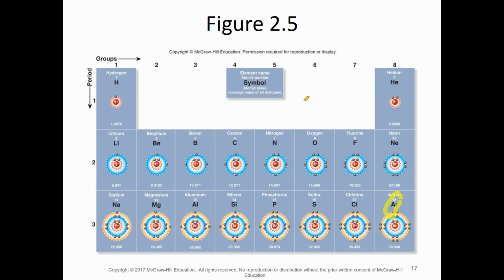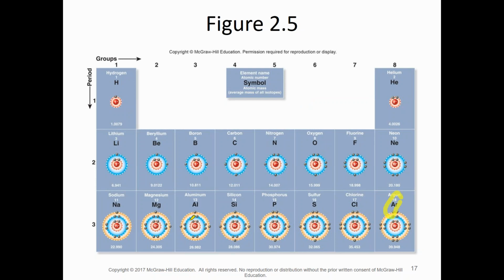So let's see if you can find aluminum and tell me the number of protons aluminum has. You remember you have to find aluminum's atomic number. So aluminum has how many protons? Correct, 13. All right, so we know aluminum has 13 protons, so it must also have what? That's right, it must also have 13 electrons because it's electrically neutral, like all atoms are.